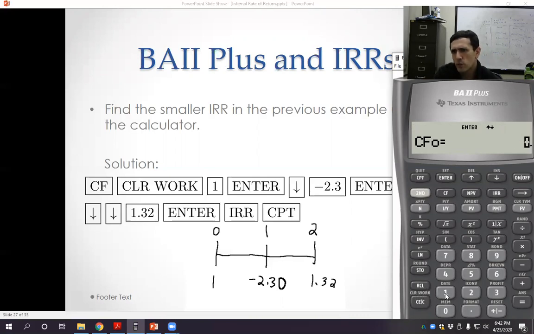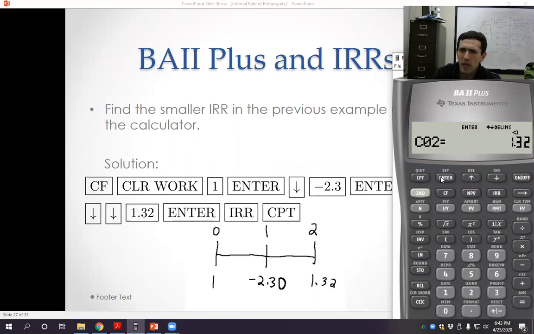So what we do is we hit 1. This is my initial cash flow amount, and it's 1 here, so we hit 1, enter. We go down. This is when t equals 1, so that's minus $2.30. So 2.3 minus, enter. For now, we're just going to ignore this F01. We'll do an example of it in a second. It actually means frequency. So we're just going to hit down a second time, and this is t equals 2. We enter 1.32.